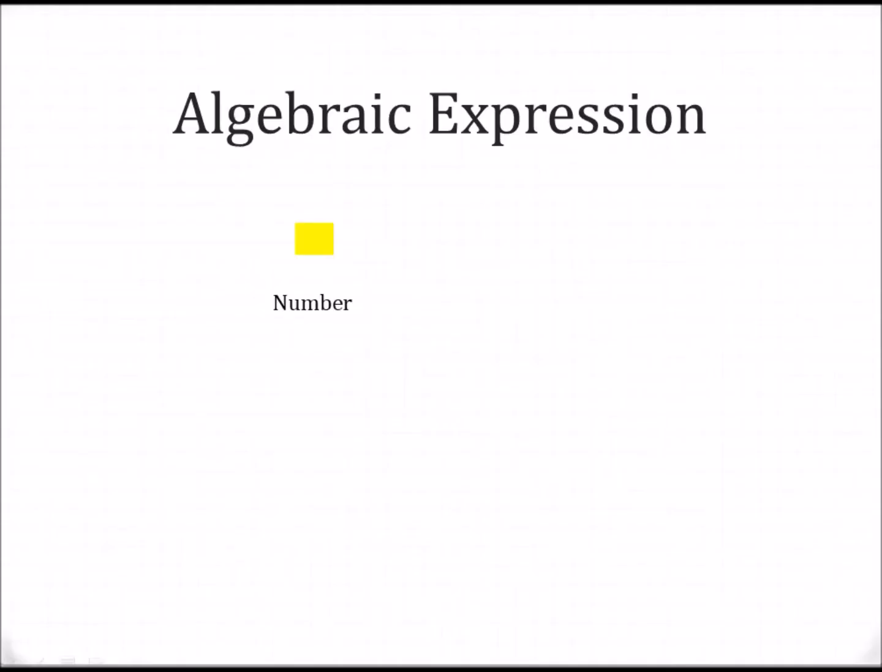Now let's go ahead and use algebra tiles. The first tile that we're going to use is for the number. We're going to represent it with a yellow tile, which is a small square. Then the next one is going to be a rectangle shape, which we're going to call an x. The bigger square is going to be an x squared. So we're going to use our algebra tiles to show the algebraic expressions.